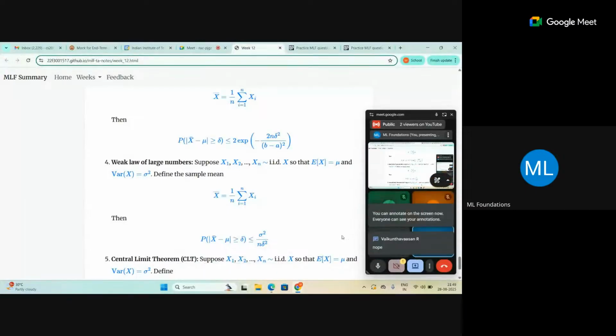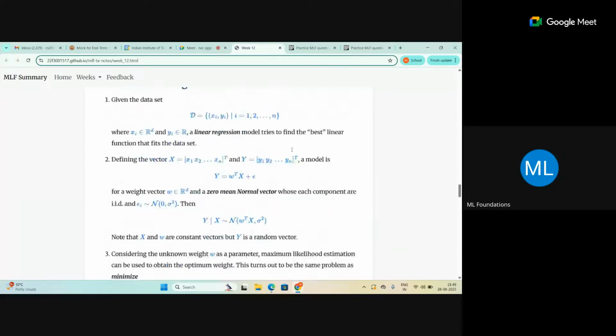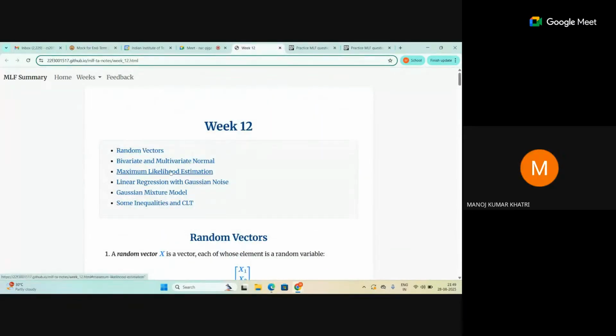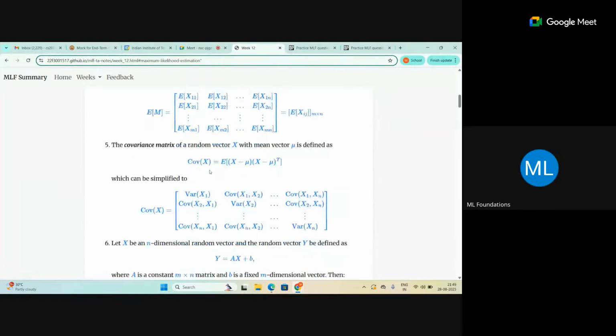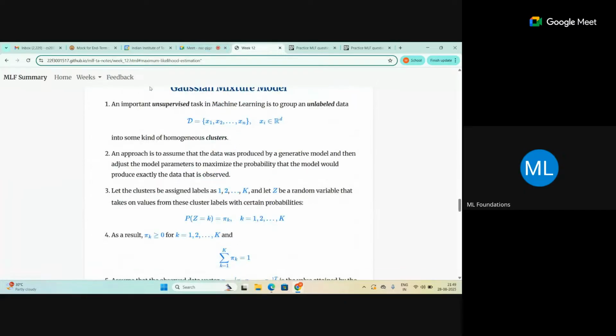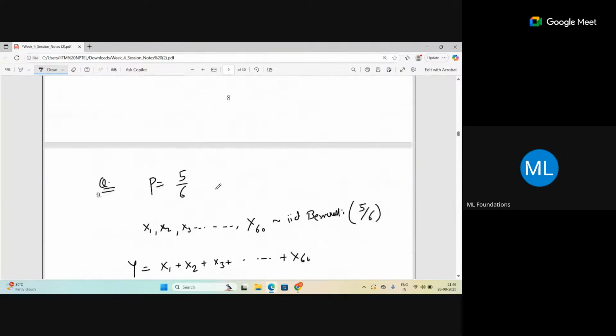I'll tell you exactly what topics you can cover here. You should know the transformations of random variables. I think we have seen that today. Go through it, the first topic was that only. Then you should go through MLE, maximum likelihood estimate. That also is important. I have solved one question, so try to solve that kind of questions.